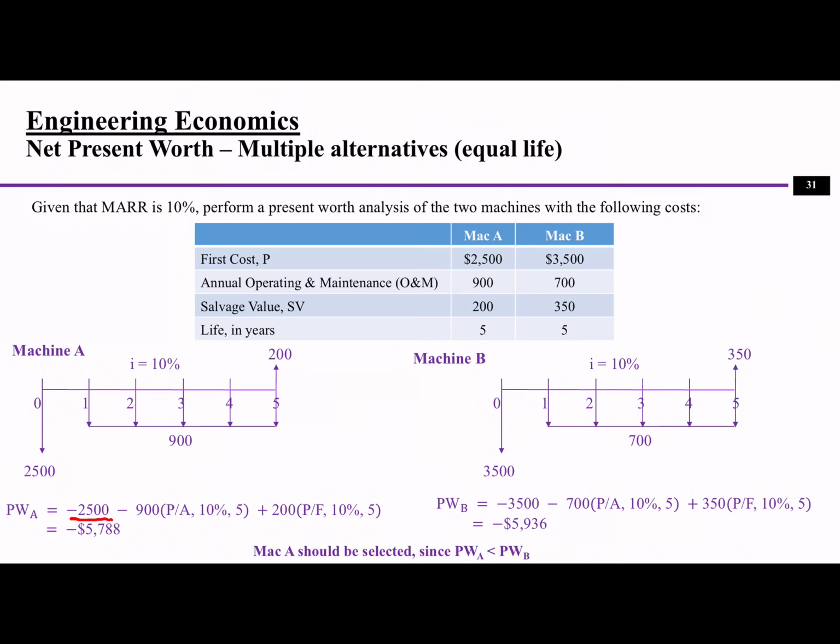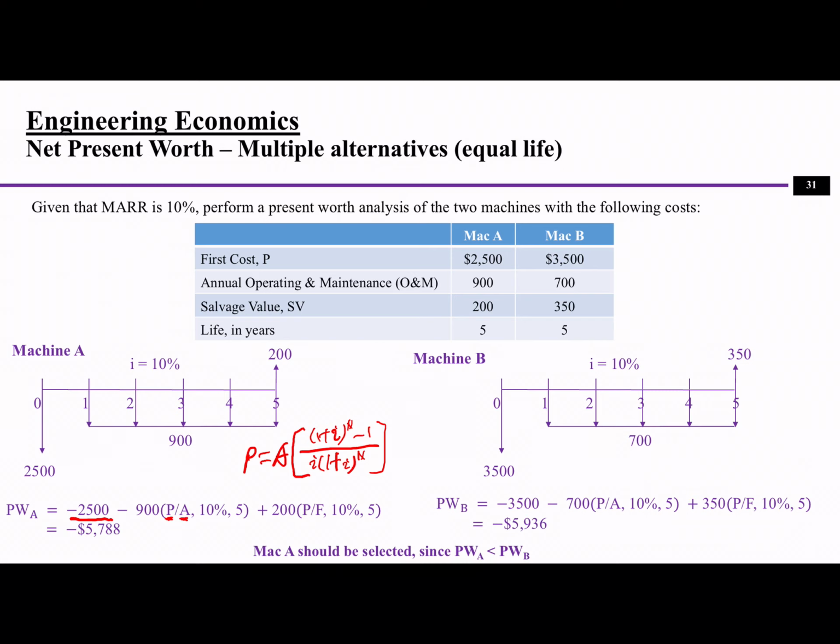Because the $900 occurs each year, 1, 2, 3, 4, 5, how do you convert these $900 back to time zero? Remember, we have the equation for converting P and A. P equals A times (1 plus i to the power of n minus 1) divided by i times (1 plus i) to the power of n. So this is the equation.